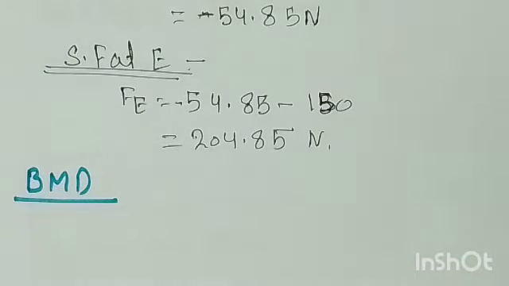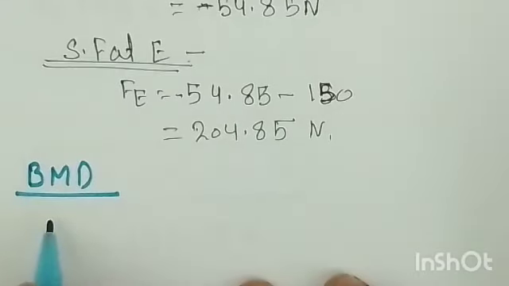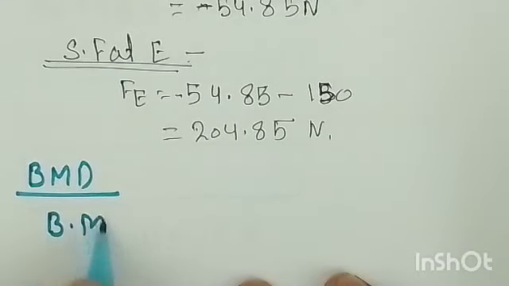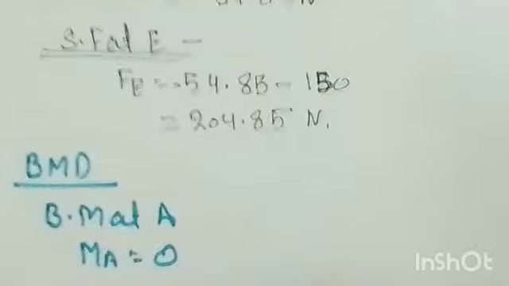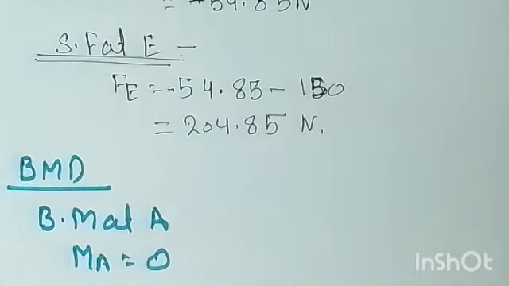So first we can start the calculation from A, right? So we can say the bending moment at A, MA, is equal to 0, as I told you that the moment at the end will be 0. Now we have to find out the bending moment at B, right? So I'll show you that moment calculation.